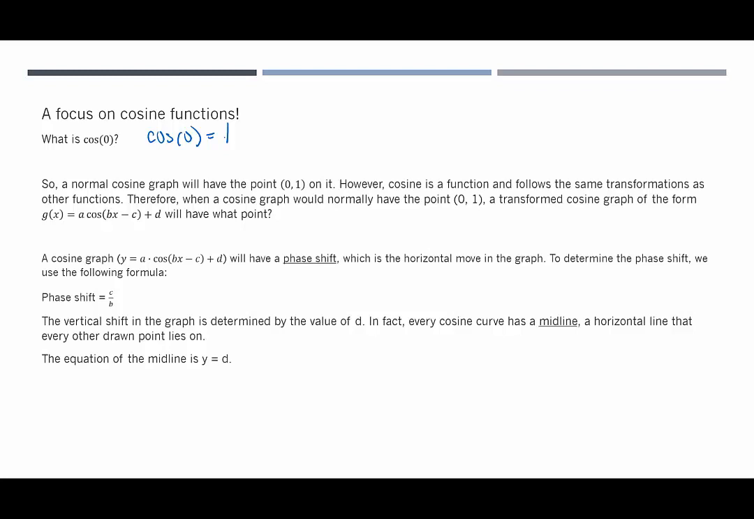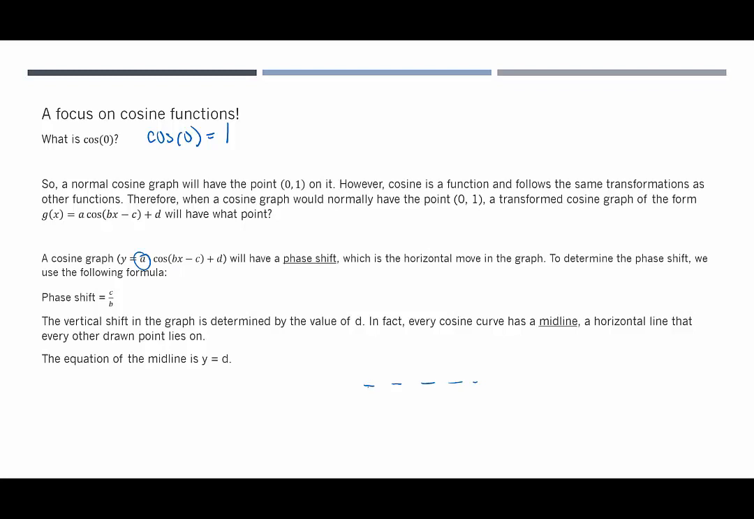But here's where cosine can get a little bit more difficult than sine, because when we're trying to determine the new point, the new 0, 1, we don't just get to plug in c over b and d the way we did with sine. What changes is that y coordinate, that starting y coordinate. So what I like to do with cosine is start with that midline. The midline is the center of our universe. We're going to start with the midline, and then we're going to use this value of a to help us decide where that starting point is.